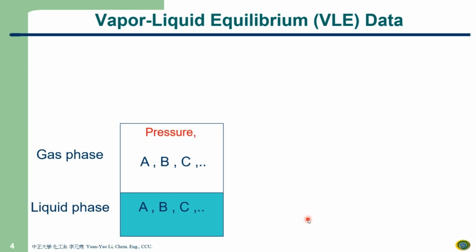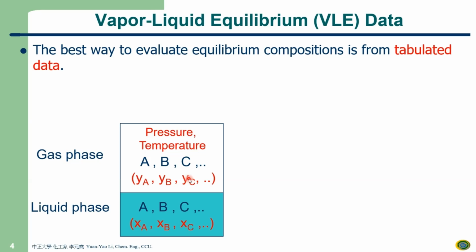So at this moment, we can tune the different pressure and different temperature, and we want to know the molar fraction in the gas phase and also the molar fraction in the liquid phase for all the components. So how can we determine this molar fraction? The best way to evaluate equilibrium components is from the tabulated data. If you have data for this system, you just check the table, and you get the answer. That's easy.